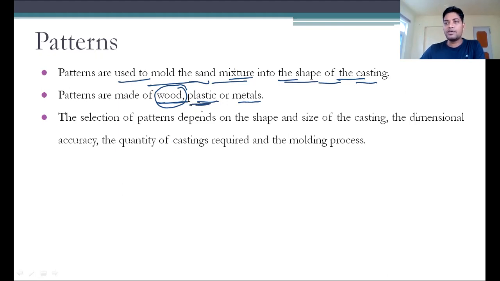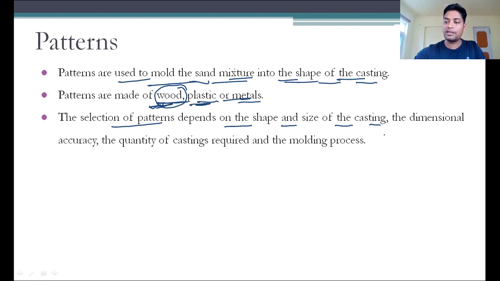For plastic, first of all we have to melt it and cast the pattern, which would be a tedious task for plastic and metals. So wood is the easiest way. Then the selection of the pattern depends on the shape and size of the casting, that is, what type of shape we have to create. If we have to create this kind of geometry, then we create this pattern. If we want to create a plain solid structure, then I have to create this wooden pattern, for any kind of shape that we have to create.